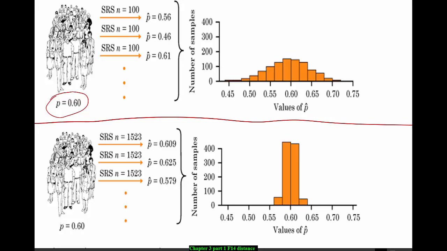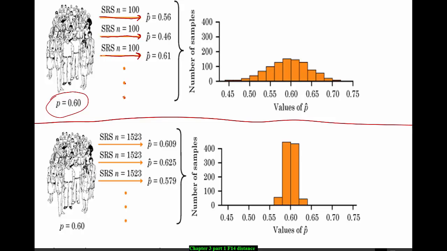Let's say that 60% of this population has brown eyes. If I were to take a simple random sample of n equals 100, I could get a p-hat that has 56% of the sample having brown eyes. But we know there's sampling variability. If I take another sample, this might change. So if I take another sample of 100, I could get a p-hat that's even lower, 46%. Could take another sample and I could get 61%, and so on and so on and so on.